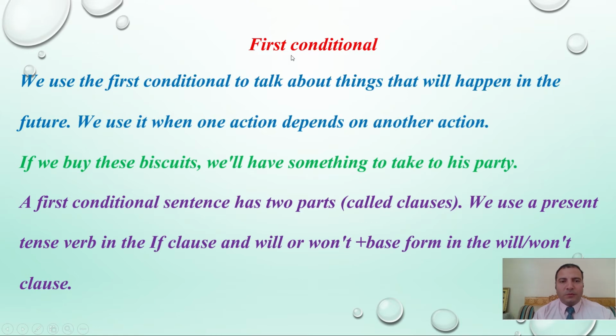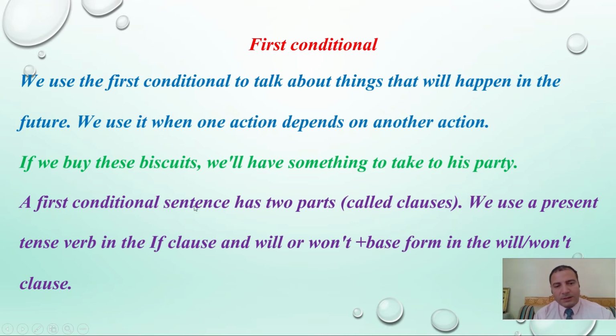And now let's move to the first conditional. We use the first conditional to talk about things that will happen in the future. We use it when one action depends on another action. For example, if we buy these biscuits, we will have something to take to his party.